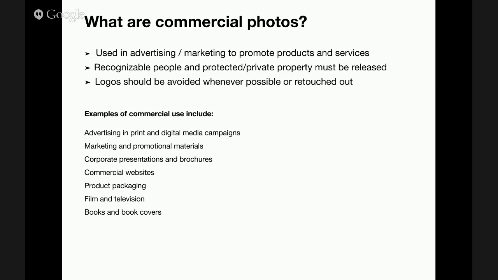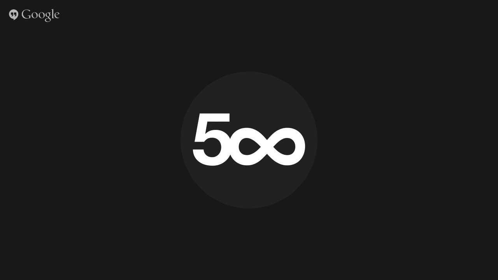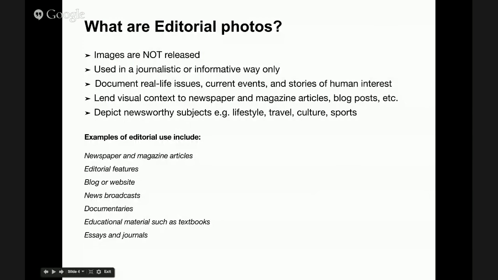Yeah, so we have some examples that Heather's put together of types of commercial usages. Do you want to just go through them? Yeah, so some of the commercial usages include advertising in print and digital media campaigns. They get used in marketing and promotional materials, corporate presentations, brochures, websites, product packaging, film and television, books and book covers. Those are just a few of the things.